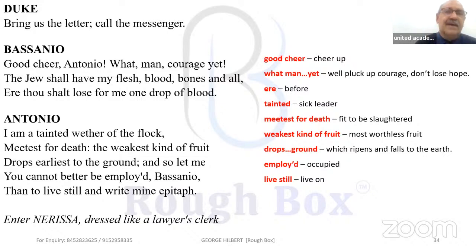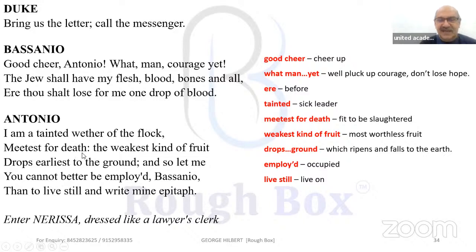Okay, a wether was the leader of the flock. Usually the oldest goat in the flock of goats, or the oldest sheep in the flock of sheep used to be the leader. And that old goat or sheep had a bell around its neck. So it was called a bellwether, the leader with the bell. And wherever the leader went, the bell made a sound and all the other sheep followed it. So he became the bellwether or the leader of the flock. But Antonio is so depressed, he's saying, look, I am a tainted wether of the flock. I am a sick leader of a flock of sheep.